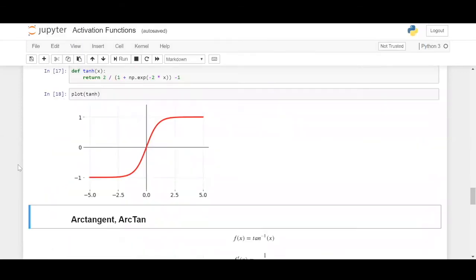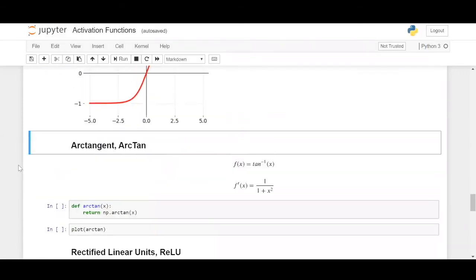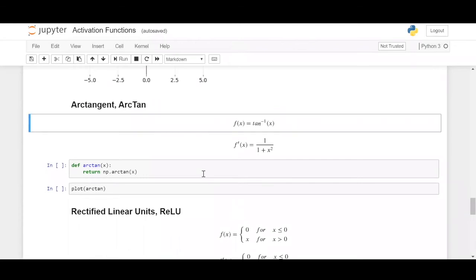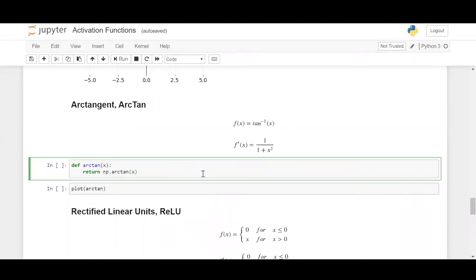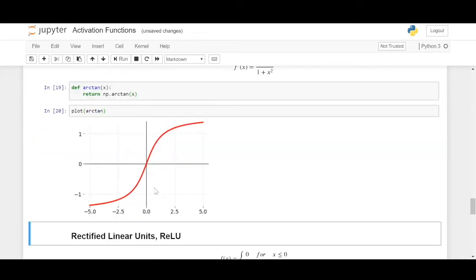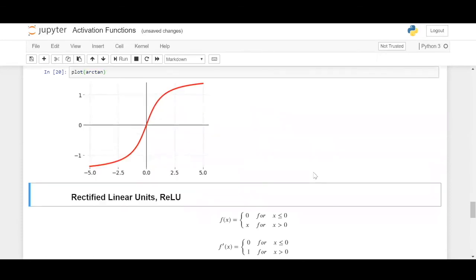So now let's get into the arctangent, arctan. Arctangent is nothing but the inverse of tan x. That's it. We call the inverse of tan x arctan, and plot the activation function here. So don't get confused between the graphs of hyperbolic tan and arctan. Arctan's values are slightly a bit away from minus 1 and plus 1. Next one, let's get into the rectified linear activation function.